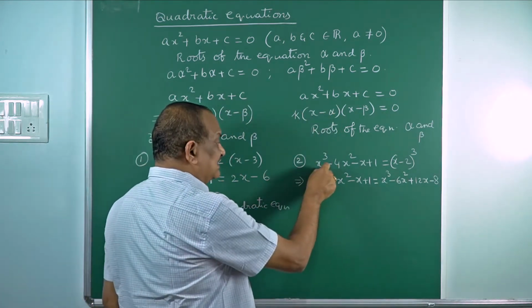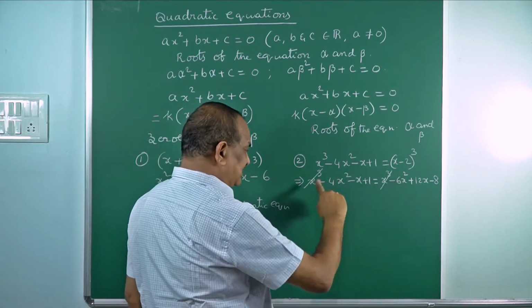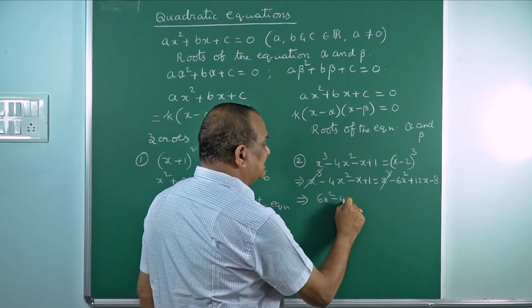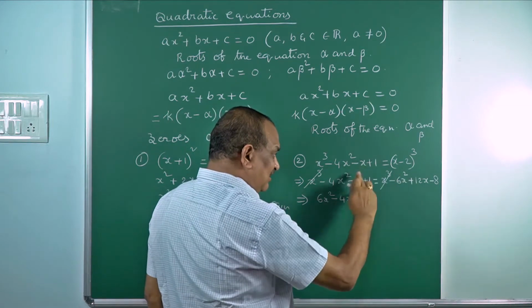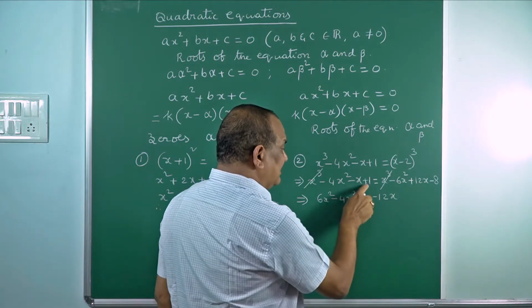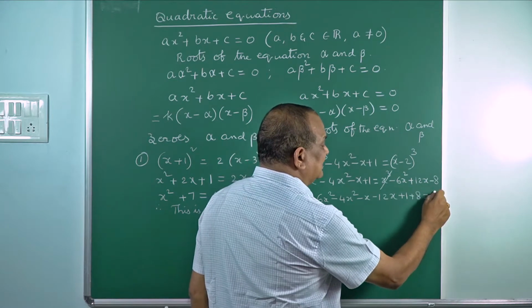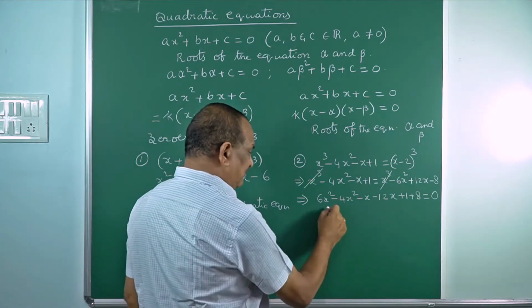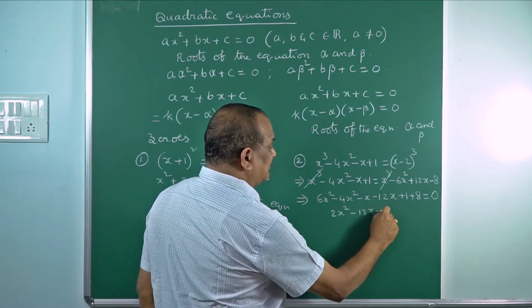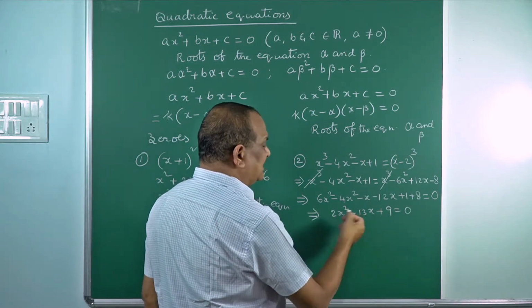What I can do now is take off this x cube and x cube. I bring minus 6x square to this side and you have here a minus 4x square. Bring that 12x to this side, there is a minus x here, minus x minus 12x. This is 1 and that minus 8 comes to this side to become plus 8. There is nothing left on the other side. Simplify it: you got 2x square minus 13x plus 9 equals 0. There is no objection to saying that this is a quadratic equation.